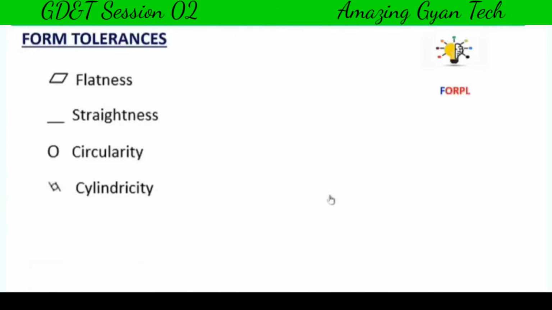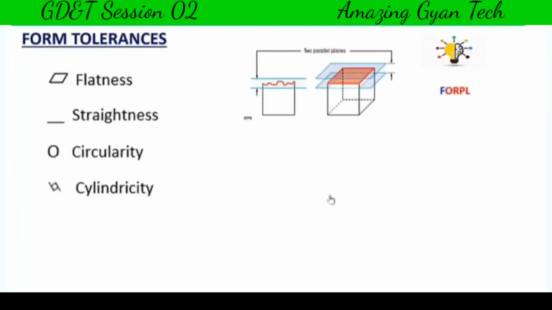Under form tolerance, we are going to see 4 geometric characteristics or geometric symbols. They are flatness, straightness, circularity and cylindricity. So flatness, just to give a brief idea, means any feature you are mentioning should be flat. That's it. And straightness, again the same: the feature which you are going to refer to should be straight.